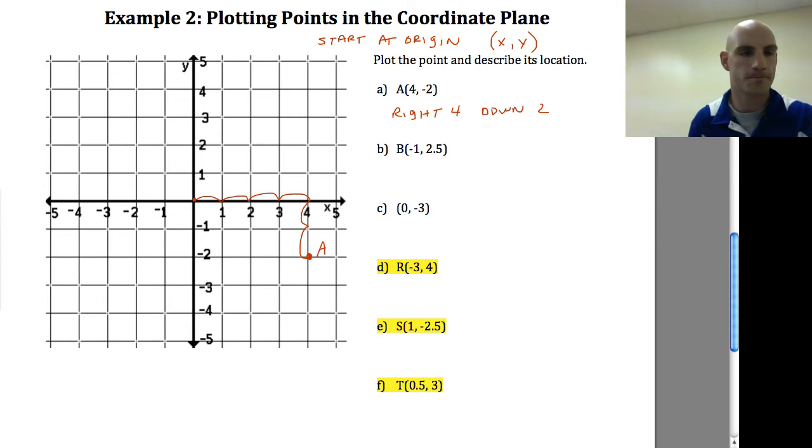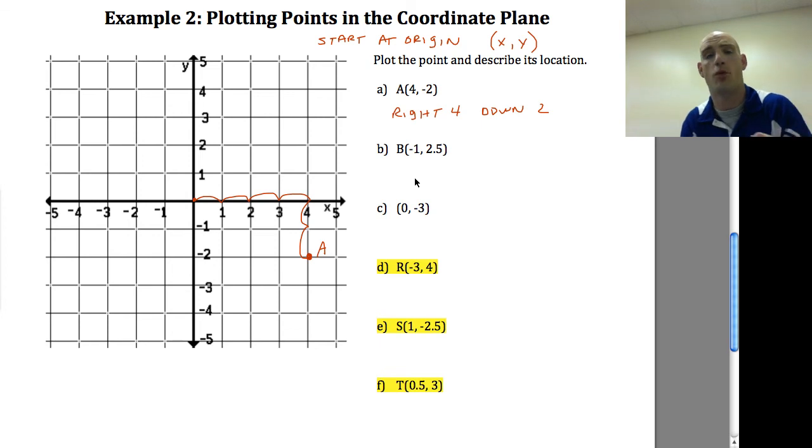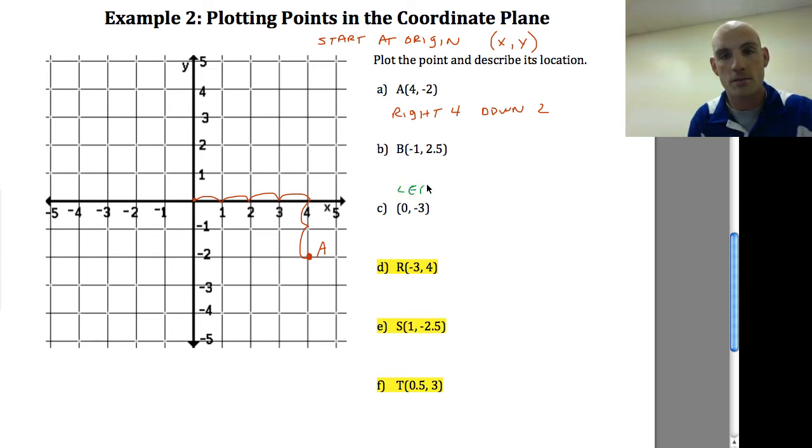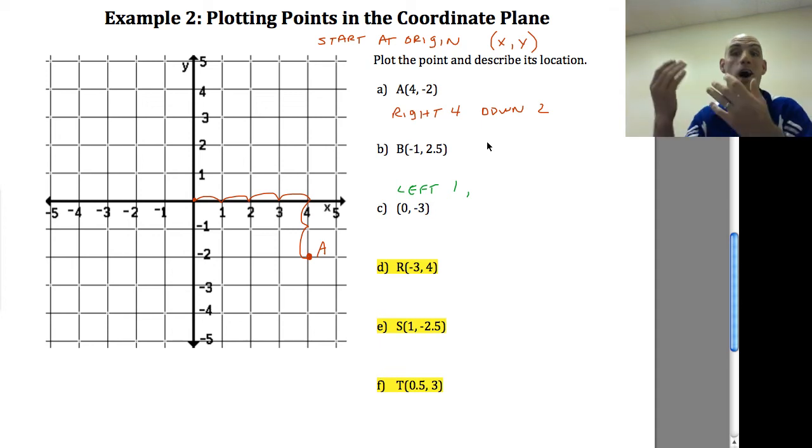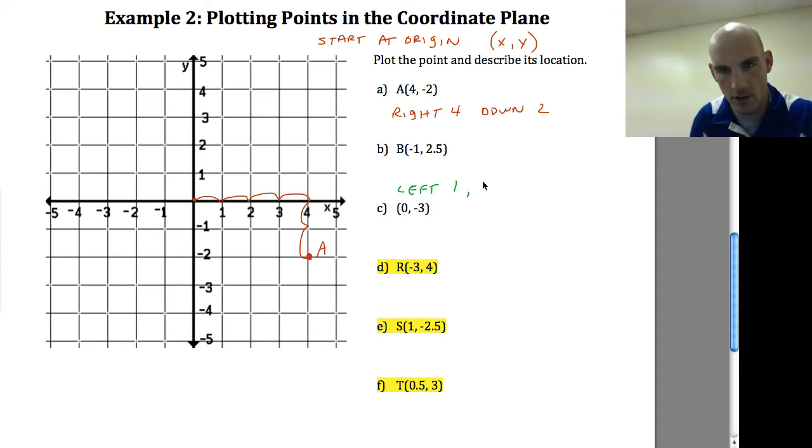Let's try B. I'll use green for B. Think about what it means to have negative 1, comma 2.5. That means I'm going to go left, right? Because the first coordinate is negative. I'm going to go left 1. And if I have 2.5, does that mean I'm going to go up or I'm going to go down? Well, it's positive, so that means I'm going to go up 2.5.